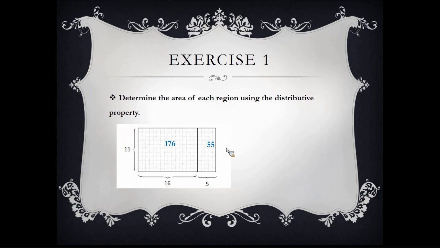Let's look at this diagram as broken up into individual squares. 11 times 16. So imagine if we had 11 squares by 16 squares, we get 176. If we had 11 by 5 squares, we would have 55. So our total region area, if we were to combine it all, 176 plus 55, we would have 231.